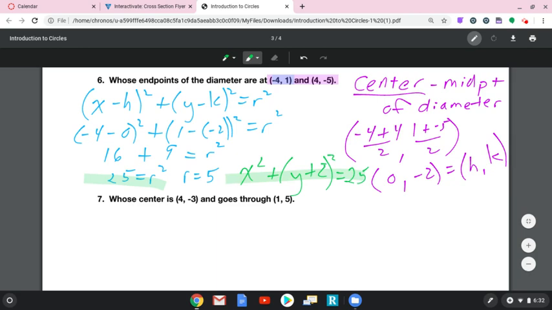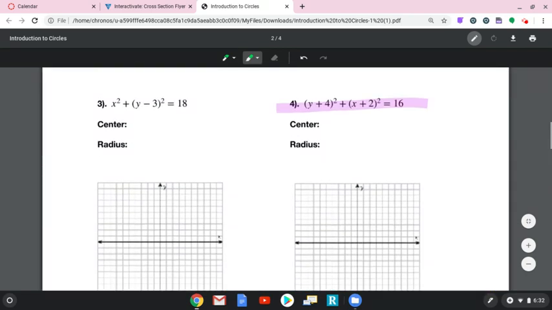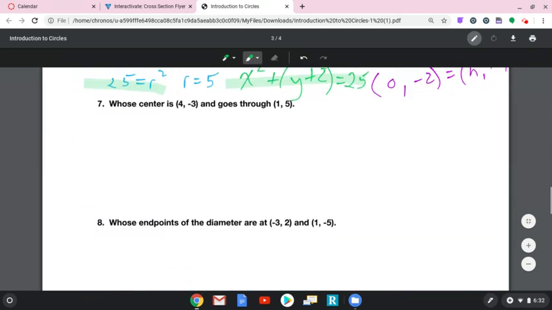Now, what you're going to do for homework tonight, guys, is you are going to finish. You have to do 3 and 4 on that, and 7 and 8. Those are your 4 problems that you need to complete for homework tonight.